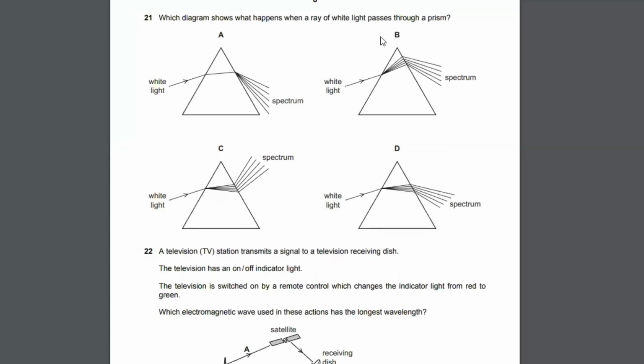In this one, B is not the right answer because this means that white light is going faster when it is inside the prism, which is not possible. And in C, this means when it leaves the prism, it is fastest. This is also not possible. So when it enters at a speed, it also exits at the same speed.